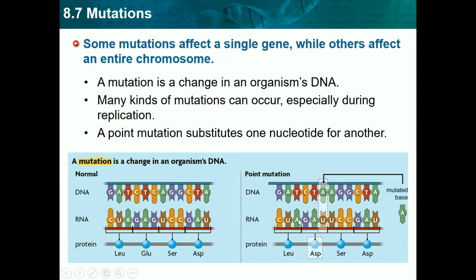So this protein change can cause a mutation, and it can either be bad or good. Many kinds of mutations can occur, especially during replication. A frameshift mutation inserts or deletes a nucleotide in the DNA sequence. First we did a point mutation, which is not as lethal as a frameshift mutation, but it can still be bad. So a frameshift mutation inserts or deletes a nucleotide. Here we have the normal one, and here we have the frameshift mutation, and in this one it's a deletion.